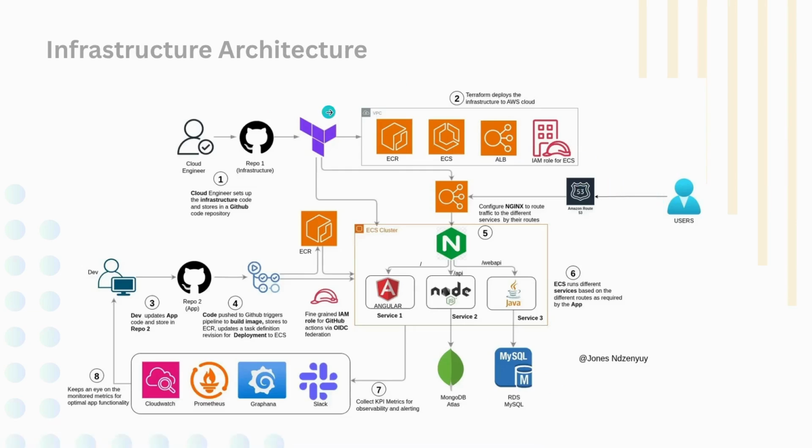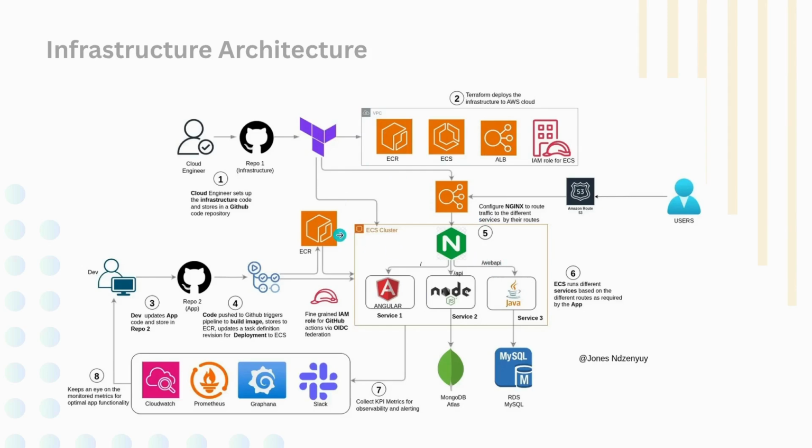Now, as far as the infrastructure architecture is concerned, we first of all have two repositories, one for the infrastructure, the other for the application. The infrastructure repository is managed by the cloud engineer, who will build and push his Terraform code into this repository. The Terraform code contains the infrastructure resources that are to be deployed. Here we can see we have ECR, we have ECS, we have ALB, and the IAM roles. Now, when we apply the Terraform, it will deploy the different services that we want.